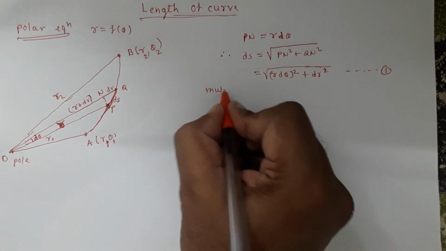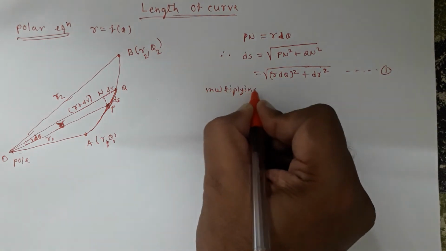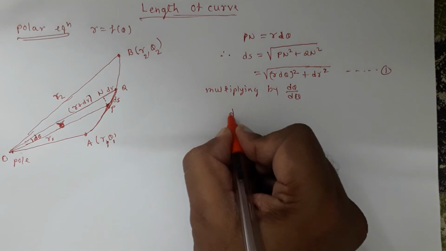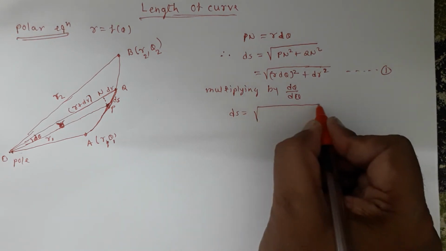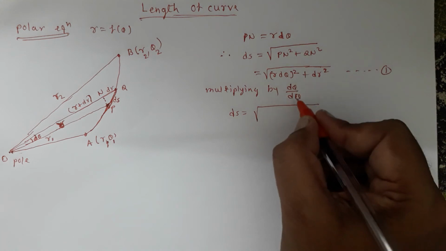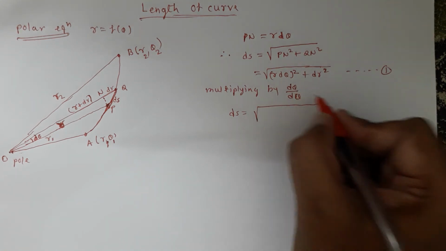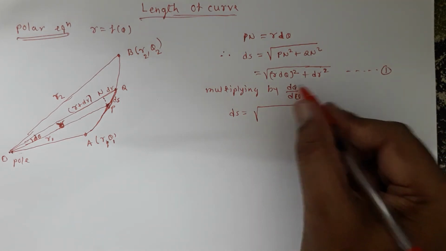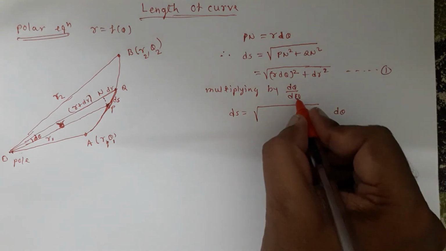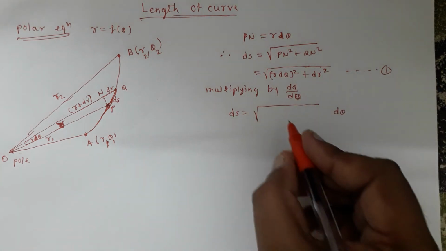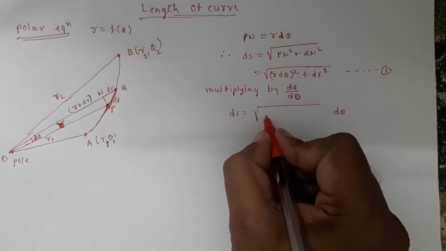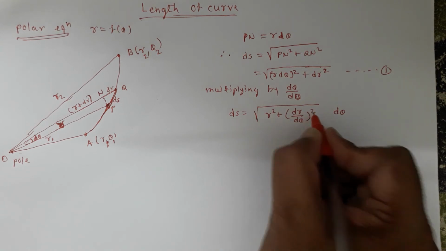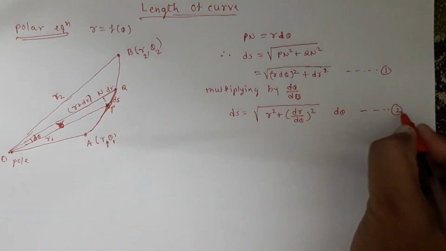Multiplying by d theta upon d theta, ds is equal to root of, now I am multiplying this term by d theta upon d theta, and out of these two I am keeping the term at the numerator outside the square root. So d theta, this numerator term, I am writing over here, and this d theta I am bringing inside the square root. So it will become d theta square, and it will be r square plus (dr by d theta) square. So this is ds, let it be equation 2.